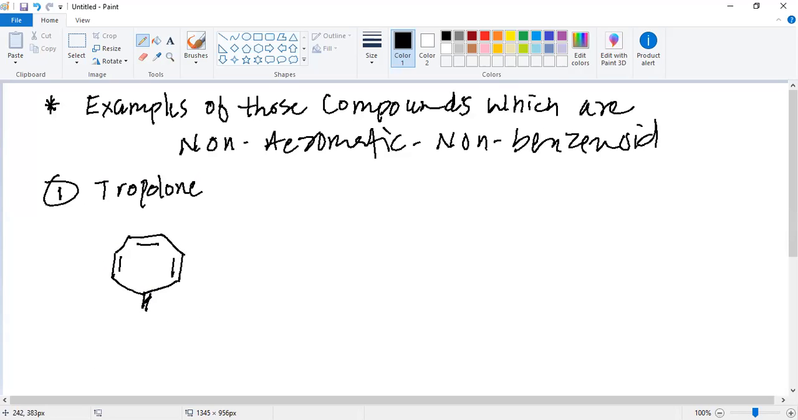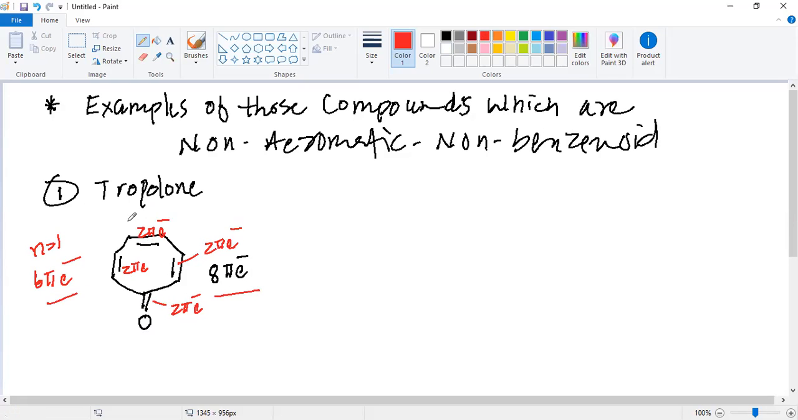But apart from that, it has also some pi electrons which are bonded with the oxygen. So here it is an example of 8 pi electrons, because you can see 2 pi electrons here, 2 pi electrons here, 2 pi electrons here, and this double bond also has 2 pi electrons, and thus it has got 8 pi electrons. For n equal to 1, we need 6 pi electrons, but here it is 8 pi electrons, and thus tropolone is non-aromatic.